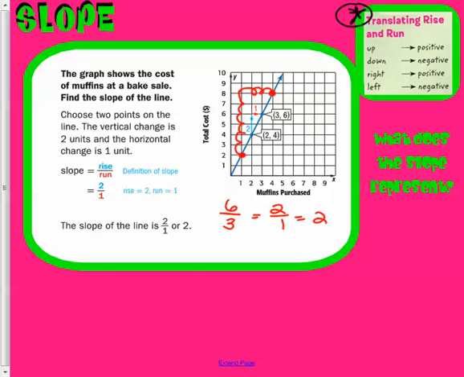So what does the slope represent? Again, in this case, the slope is representing the muffins purchased and the total cost. So if you buy 1 muffin, how much does it cost? $2. So every 1 muffin costs $2. So we can write it like this because slope is really kind of like, in this case, a unit rate, but normally it's a rate of some sort.